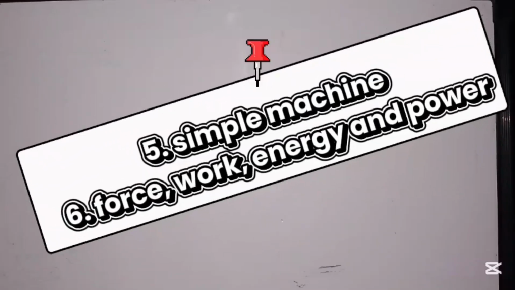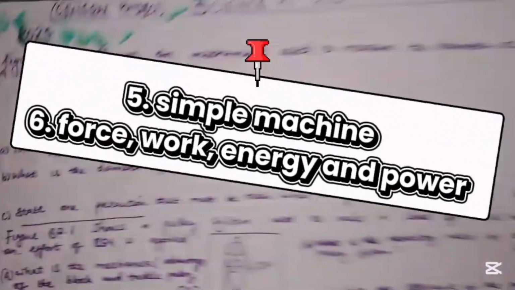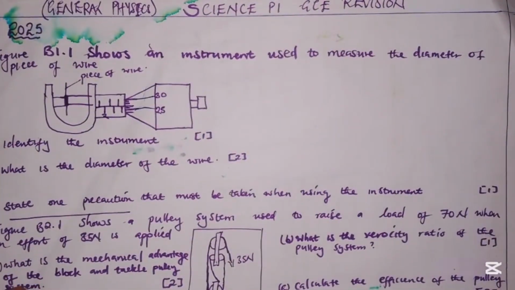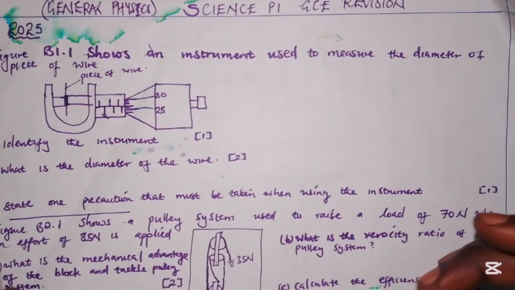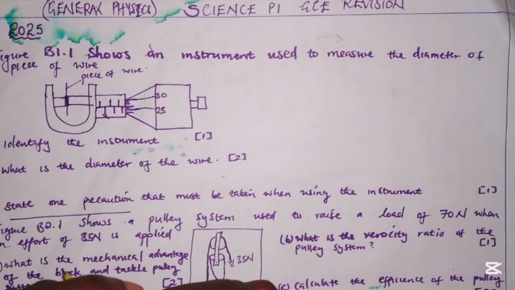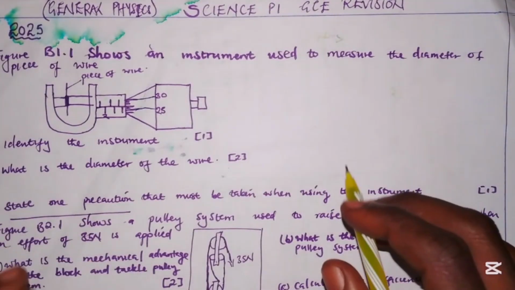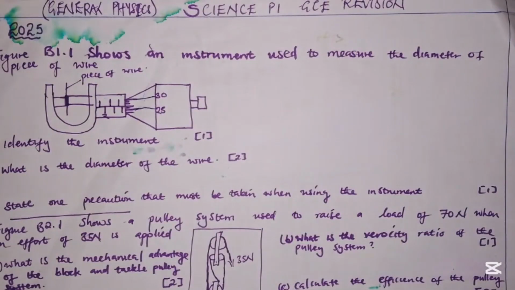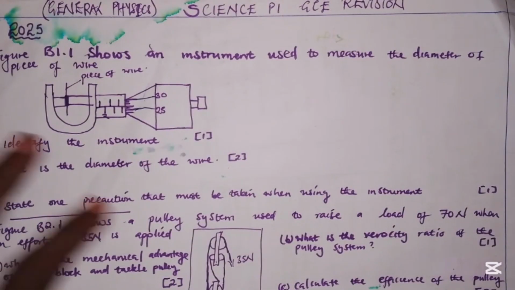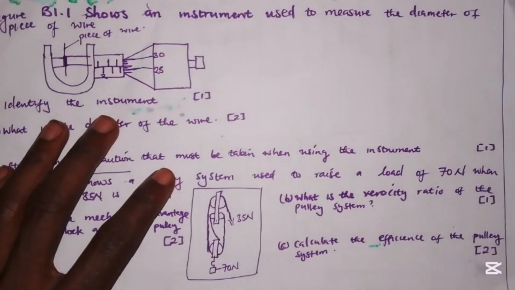So to begin our revision, we are going to start with the 2025 Science Paper 1. This question came in last year. The question is saying, figure B 1.1 shows an instrument used to measure the diameter of a piece of wire. So this diagram is representing an instrument which they use when they are measuring what? The diameter of a wire.